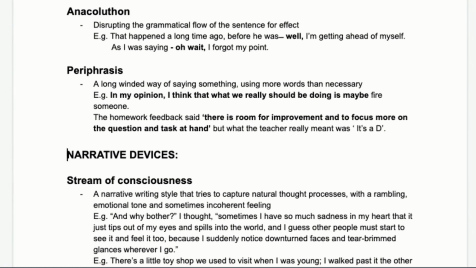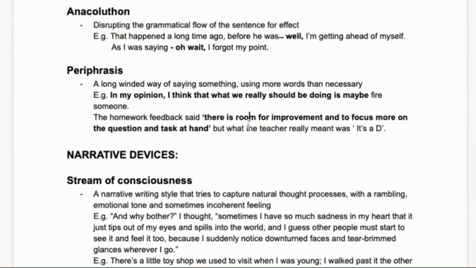These are my examples. That happened a long time ago, before he was, well, I'm getting ahead of myself. And as I was saying, oh wait, I forgot my point. So the sentence starts one way, then there's a pause, usually indicated by a dash, as you can see. This long dash I prefer actually, this one. That's my personal preference for this type of technique, not this short dash.